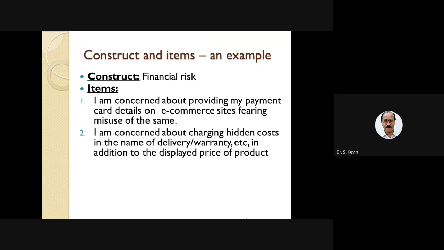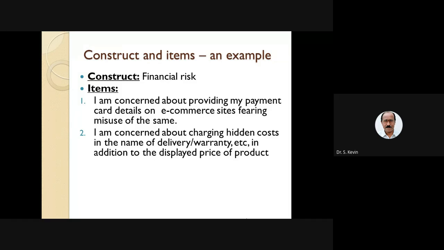I'm concerned about charging of hidden costs in the name of delivery, warranty, etc., in addition to the displayed price of the product. So there's a price of the product, but I am concerned that this company may charge more in the form of hidden costs like delivery charges, warranty charges, guarantee charges, and so on.